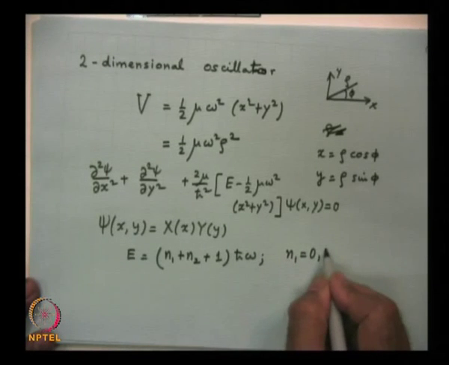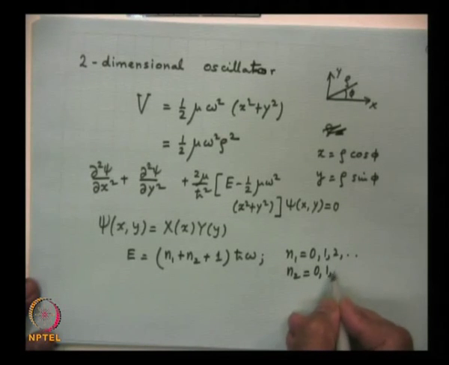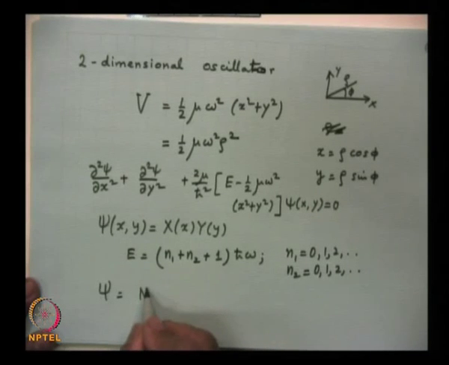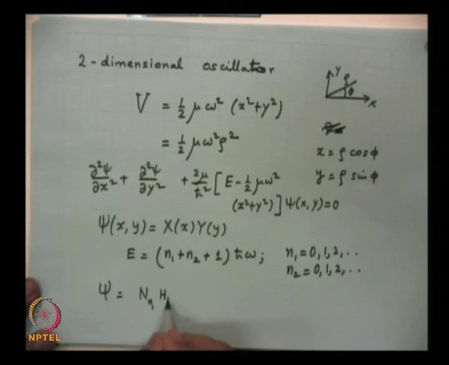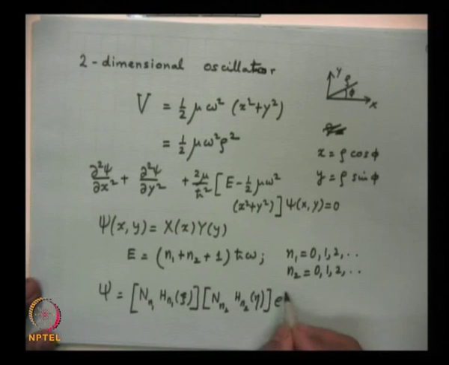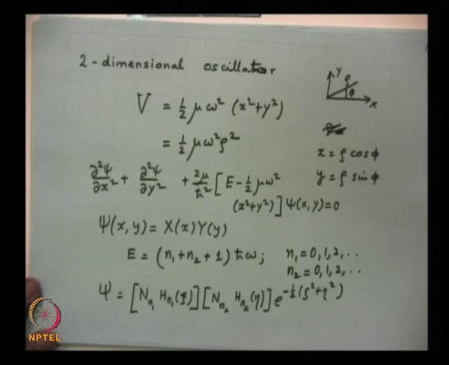n 1 is equal to 0, 1, 2, 3, etc., n 2 will also be equal to 0, 1, 2, 3, etc. And the corresponding wave functions will be N of n 1, H n 1 of xi, multiplied by N of n 2, H n 2 of eta, e to the power of minus half xi square plus eta square. So, these are the Hermite Gauss functions.